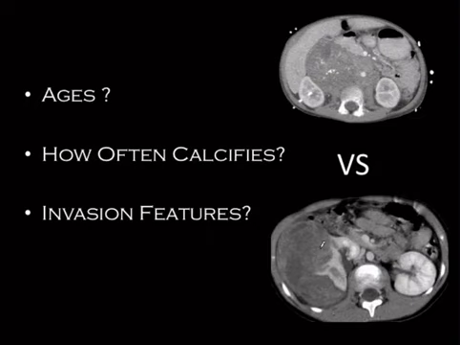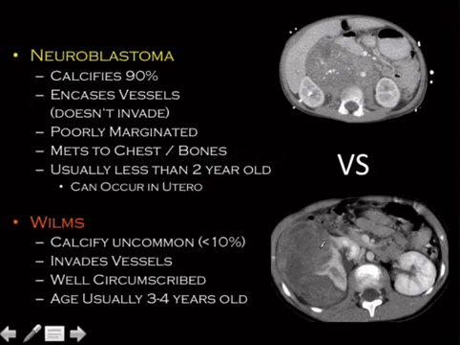Neuroblastomas are more like a lymphoma where they encapsulate stuff. 90% of the time they calcify and encase, not invade. They met to the chest and the bones. Remember, we'll talk about lucent metaphyseal bands and lytic lesions in the skull and orbits. They tend to be younger, and this is a tumor you can get in utero. That is not true of Wilms. You cannot get them in utero, and it's typically a little bit older.